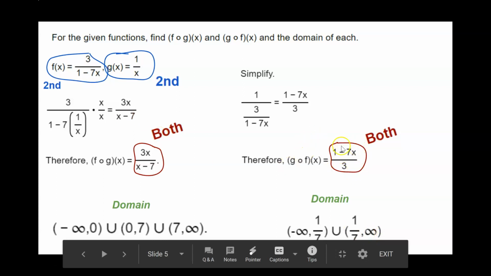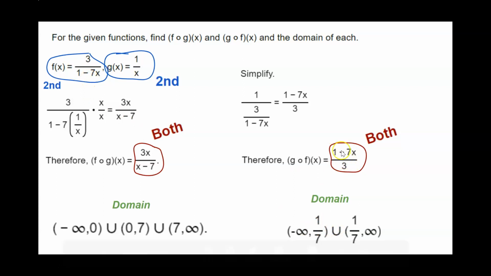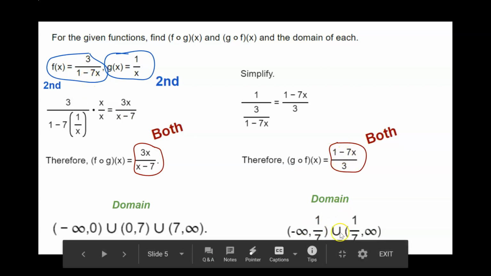Even though we have all real numbers for this one, the only domain that's going to work for both together is the domain for this one, which is negative infinity to 1 over 7 union 1 over 7 to positive infinity. Because this one works for the other one also, we're going to make this our domain for the composite of g of f.